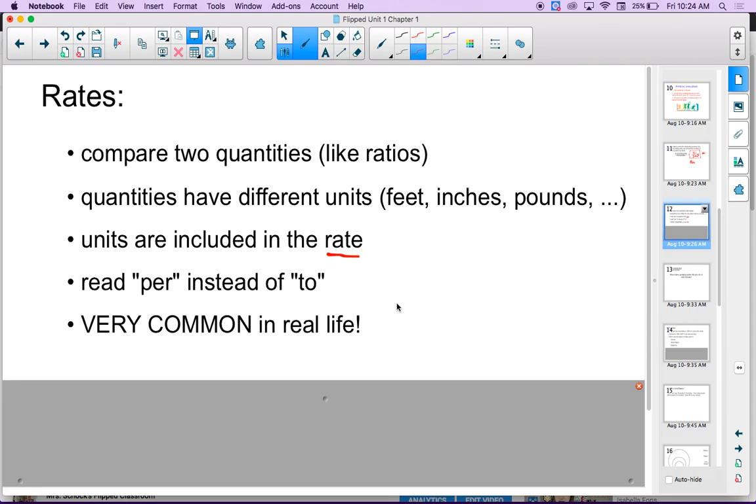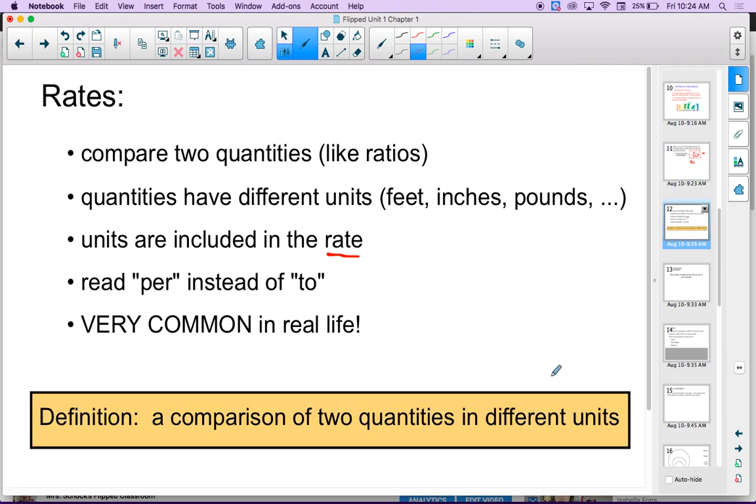Rates are very common in real life. We see them all the time. We can think of 1,000 of them. This is a lot of real life math right here. Okay, so I know what you're waiting for. You're waiting for the definition of a rate. Here's your definition. You can put this in your notes. The definition of a rate is a comparison of 2 quantities in different units. So similar to a ratio, but different because we have those units there.